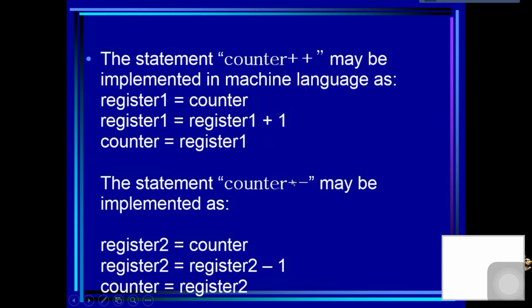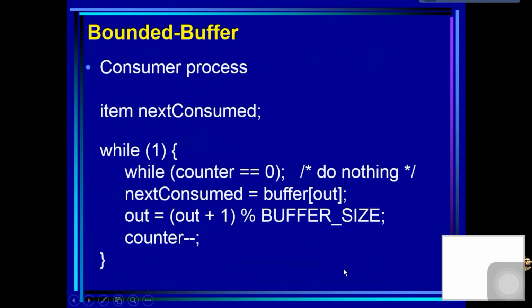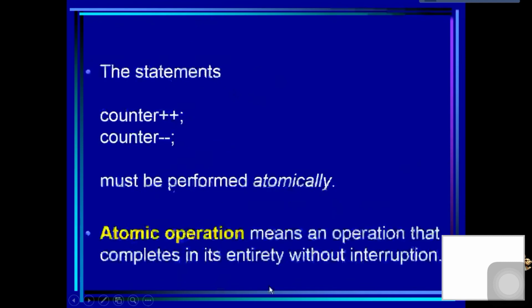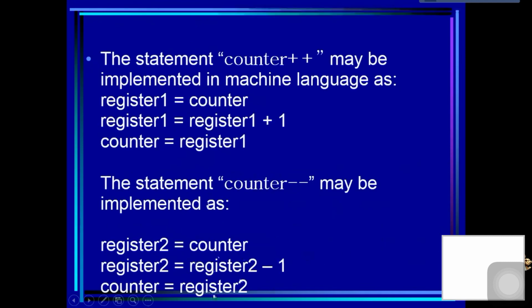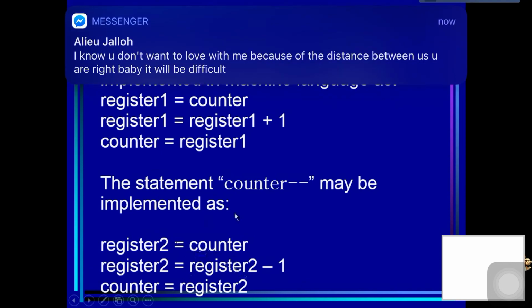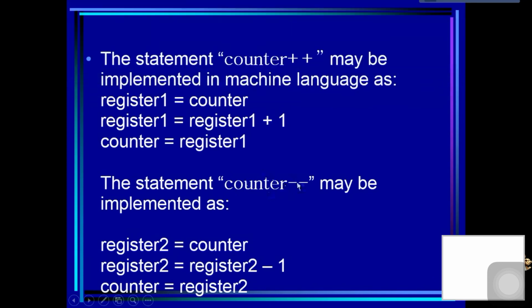Also, as for counter-- in the consumer process, we also have to implement it using these 3 machine-level instructions. Of course, because we do not refer to any concrete CPU, we just use pseudocode to represent machine instructions. So we use 3 machine instructions to implement counter--, this high-level language statement.